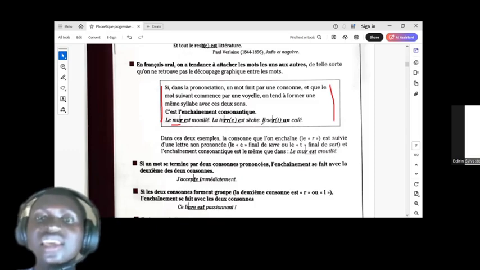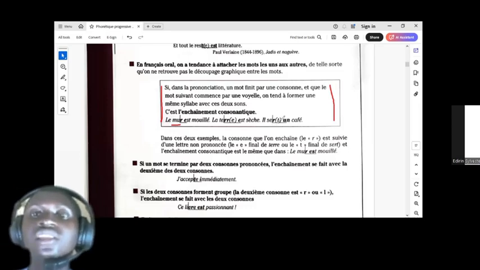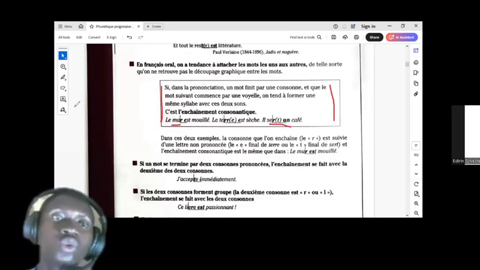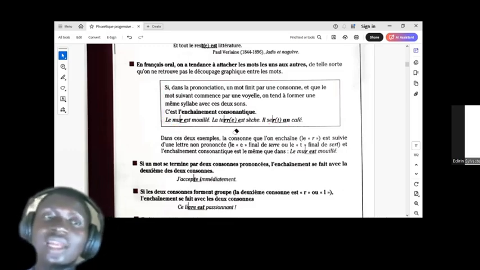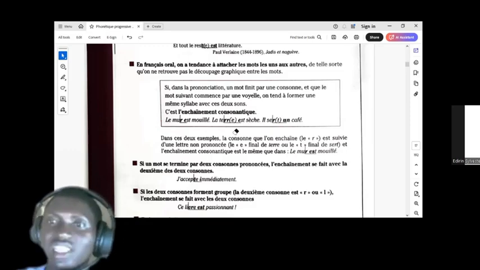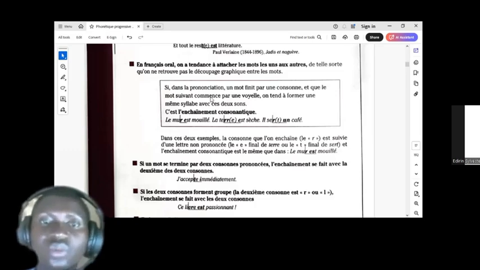We have "il sert un café." Il sert un café. The T is not pronounced here. So the last pronounced consonant is linked to the other word that begins with the vowel. You have l'enchaînement consonantique. Whereas for enchaînement vocalique, the last vowel pronounced is linked to the next vowel. You have l'enchaînement vocalique. That's just a simple difference between them.